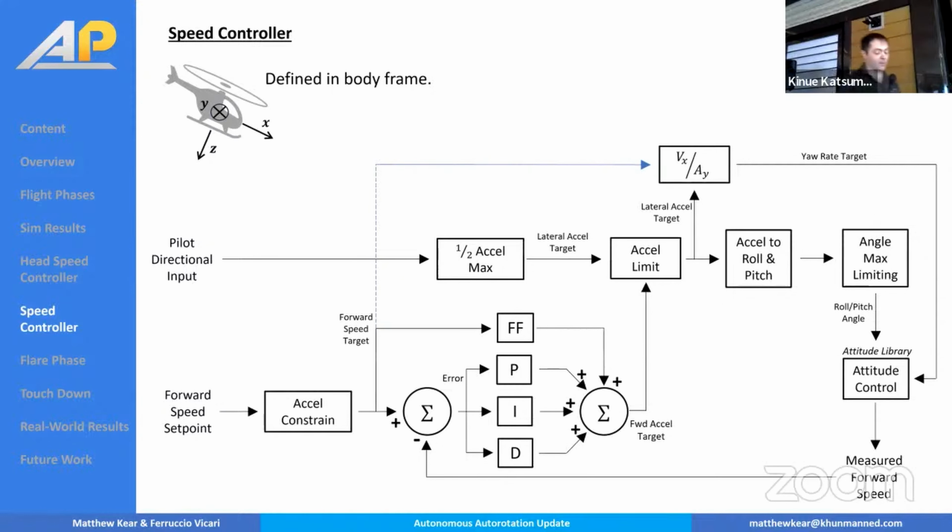So in that block diagram, there are a few blocks that are missed out on the end as to what's going on in the attitude control and the actual plant to the vehicle. But the end output that we then measure is the forward speed to close the loop.